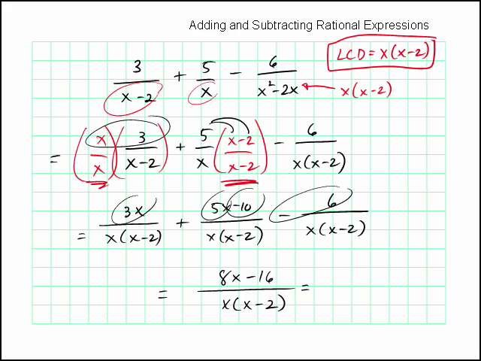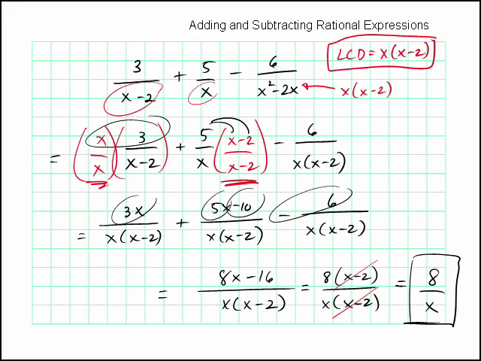Now, it looks like on this one, if I do factor the numerator, I can reduce the answer. I can factor an 8 out of the top, like that. I can then reduce or cancel the x minus 2's. And so my answer is just 8 over x. So that whole problem just simplifies to 8 over x.